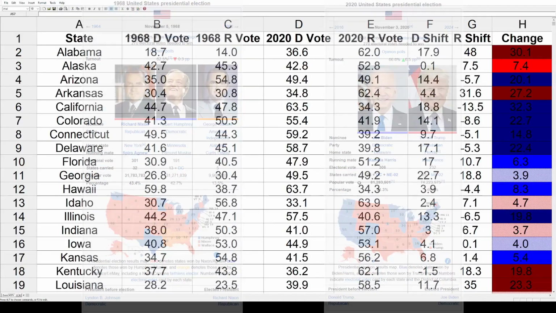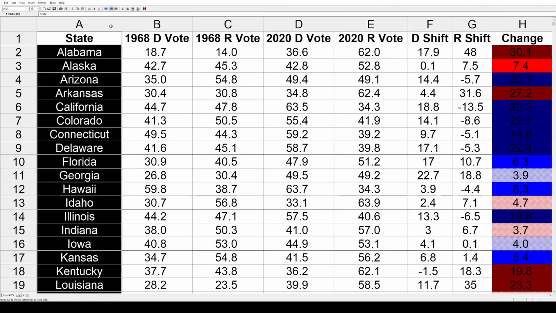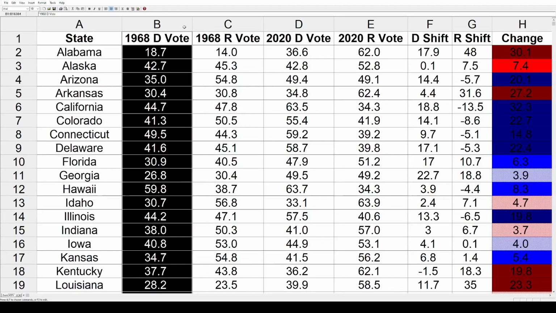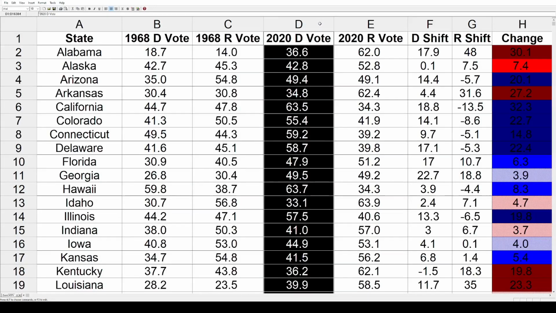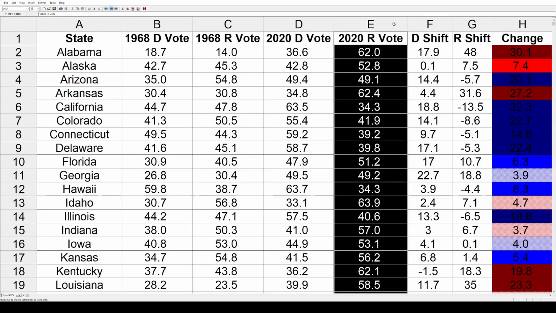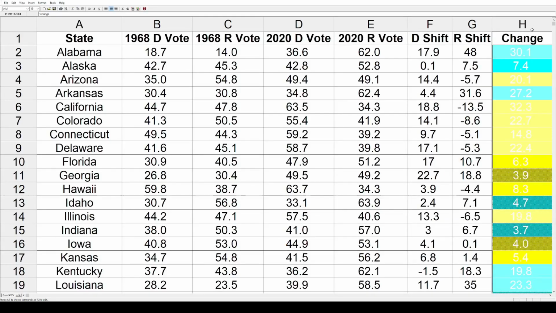So back to my usual spreadsheet here, and at this point you either love this thing or you hate it, but it does have all the data, and in the first column it's the states. The next column is the 1968 Democratic vote, that is Hubert Humphrey, followed by the 68 Republican vote, Richard Nixon. The next column is the 2020 Democratic vote, Joe Biden, followed by the 2020 Republican vote, that is Donald Trump. The next column are the Democratic shifts between those two elections, followed by the Republican shifts, and the last column is the net change between the two elections.